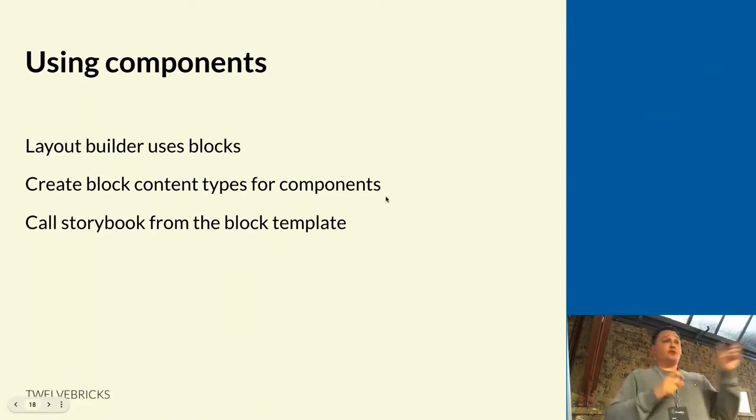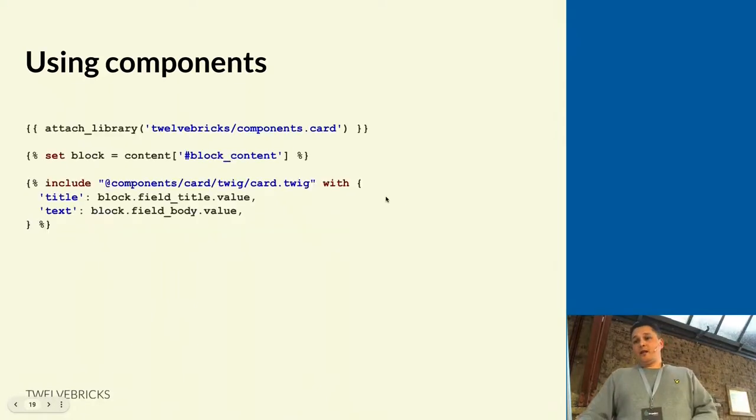So you can have a specific block--block-type-name.html.twig file. And from that Drupal twig file, you can call the Storybook twig file, which basically offloads all the rendering of the HTML and CSS to Storybook. So that looks something like this.